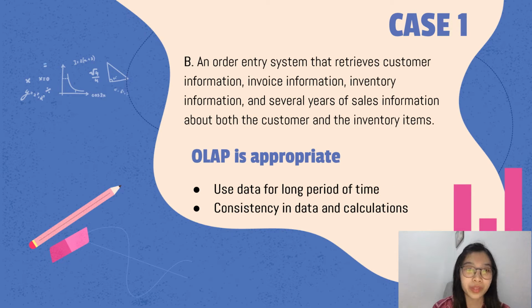Moving on to point B, an order entry system that retrieves the customer information, invoice information, inventory information, and several years of sales information about both the customer and the inventory systems. So in this case, we consider online analytical processing more appropriate, mainly because it is stated that they will use the sales information from the customer and also the inventory items over a long period of time.